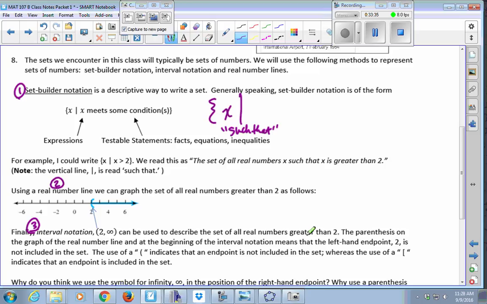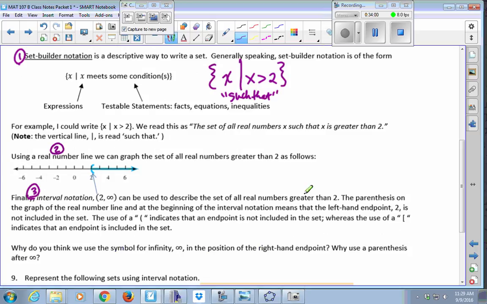So the example we're going to use throughout here is x greater than 2. I would read this set builder notation as follows. This represents the set of all real numbers x such that x is greater than 2. That's how I would read that.